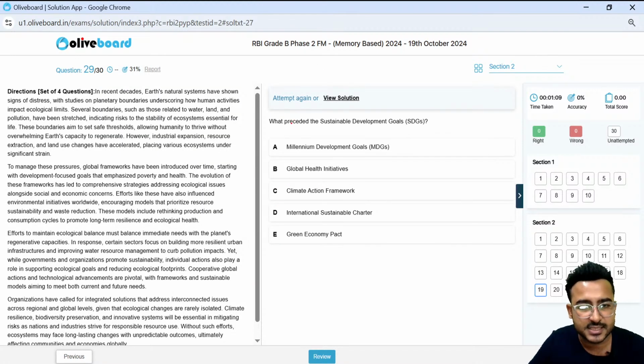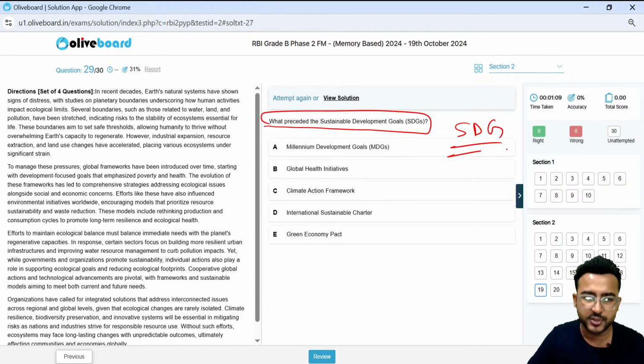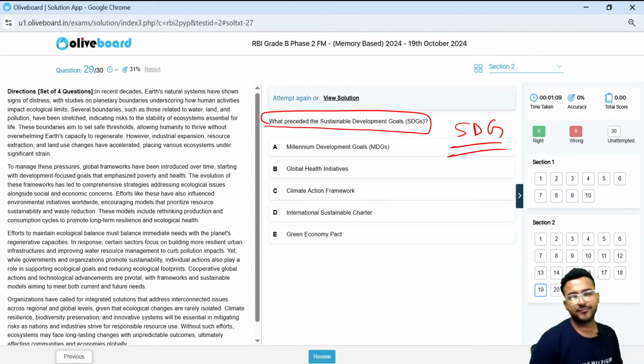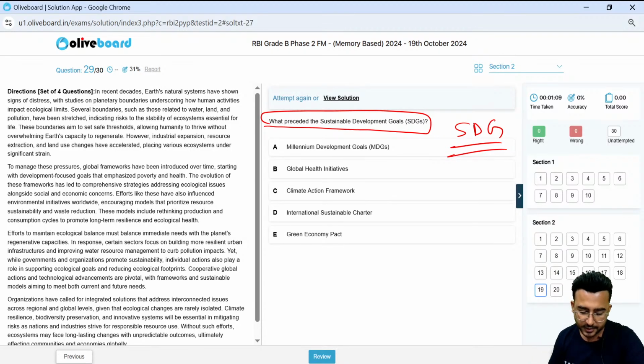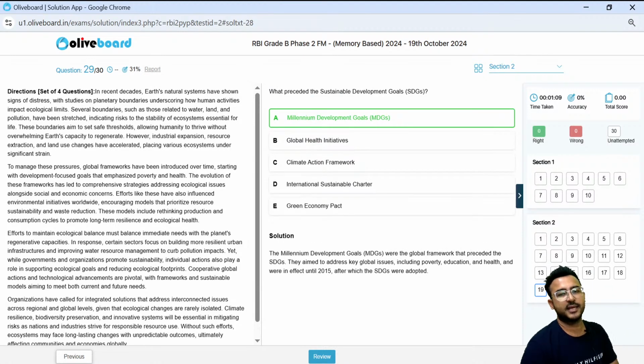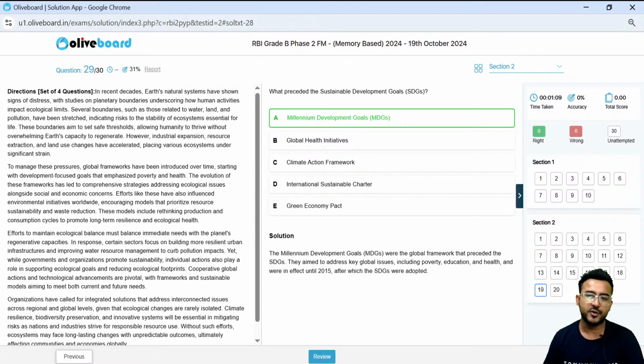What preceded the sustainable development goals? We have the SDGs, we all know about the SDGs, right? Sustainable development goals. Can you tell me what preceded them? What was there before the SDGs? Now this you can tell if you have read about the sustainable development goals. Yes, option A. Very good, Aditya and Rahul. Option A is the correct choice. MDGs were there before the SDGs.